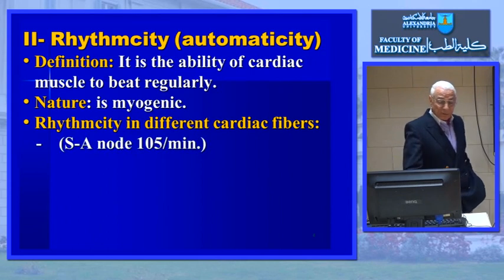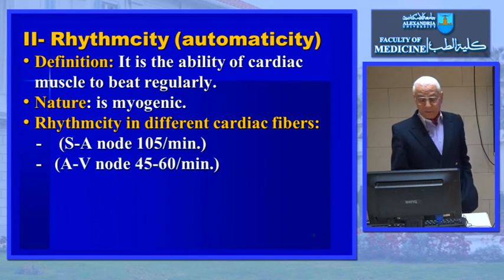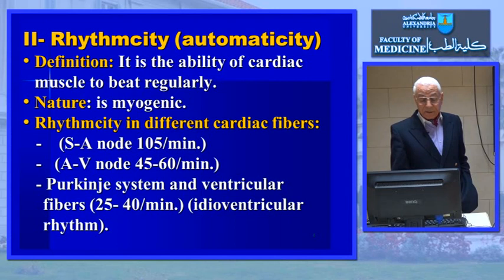The SA node shows the highest rhythmicity, 105 beats per minute, followed by the AV node, about 45 to 60 beats per minute, and then followed by the Purkinje system and the ventricular fibers, about 25 up to 40 beats per minute. Sometimes we call this the idioventricular rhythm, the own rhythm of the ventricle.